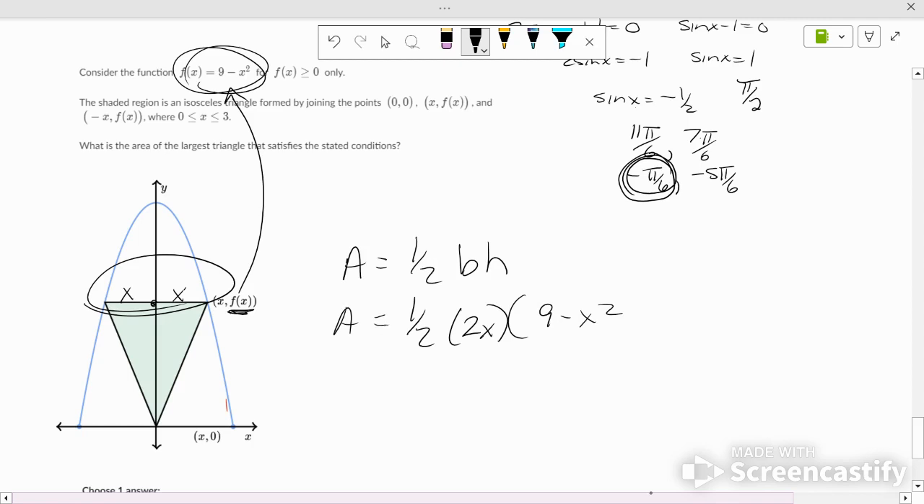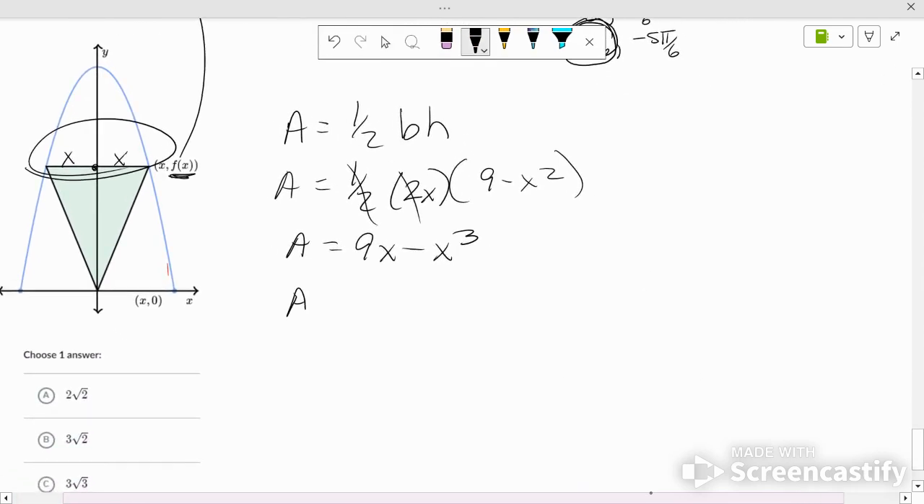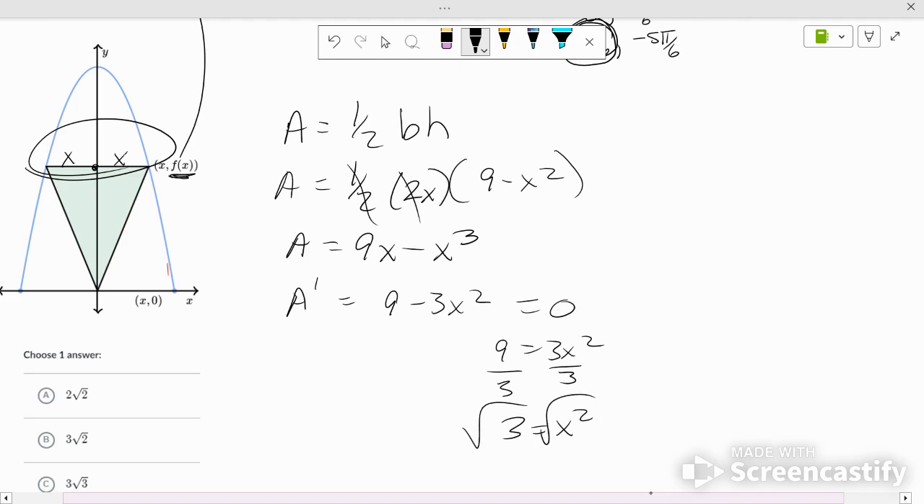Okay? So, if we're finding the area of that, 1/2 and 2 cancel. If we distribute the x, it's 9x minus x cubed. That's the area of this. So, to find the maximum, take the first derivative, 9 minus 3x squared. So that equals 0. 9 equals 3x squared. Divide by 3. x squared equals 3. Take the square root. x equals the square root of 3.